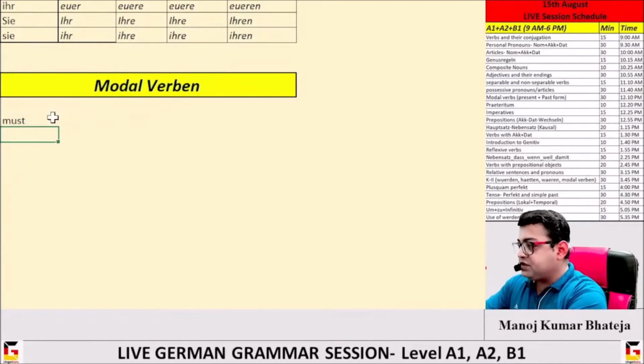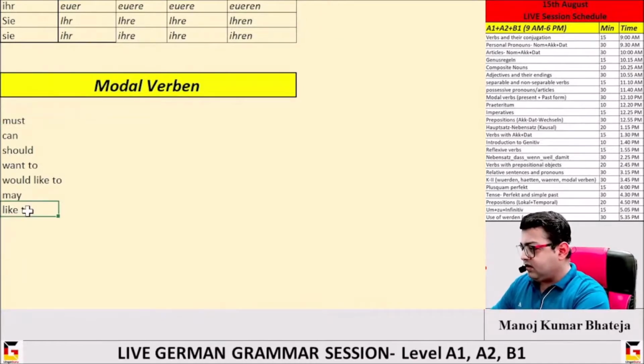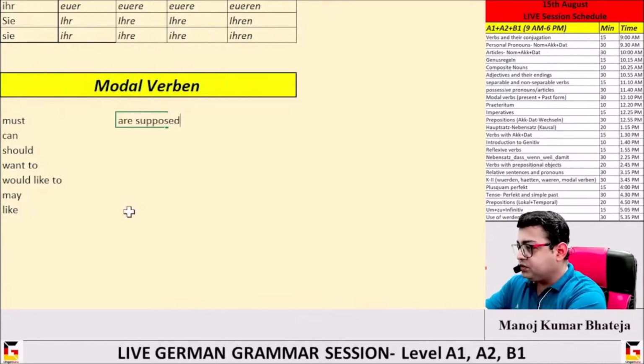We have modal verbs which represent must, can, should, want to, would like to, may, and like to. Or not like to, ideally I should say like. Must is also used as you are supposed to, you are ought to, you have to. Can, you are able to.